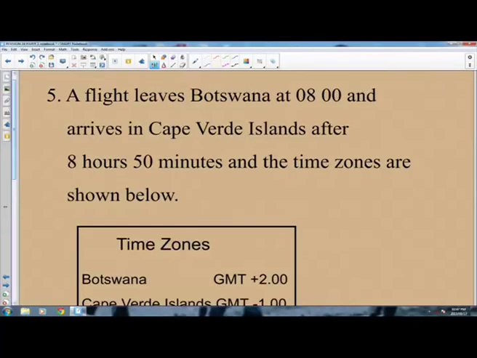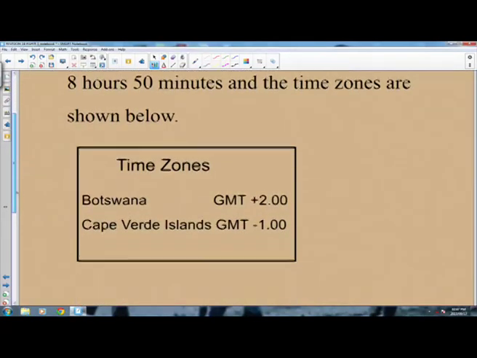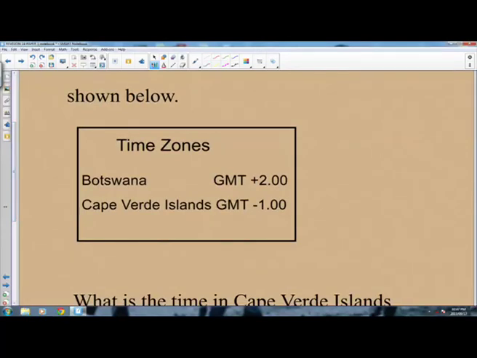Question number 5 says, a flight leaves Botswana at 0800 and arrives in Cape Verde Island after 8 hours 15 minutes, and the time zones are shown below. So we are given the time zones below. Botswana is plus 2 GMT, that is 2 hours ahead of the Greenwich Meridian time. And then Cape Verde is 1 hour behind the Greenwich Meridian time. And we are to use this time zone to answer the question.